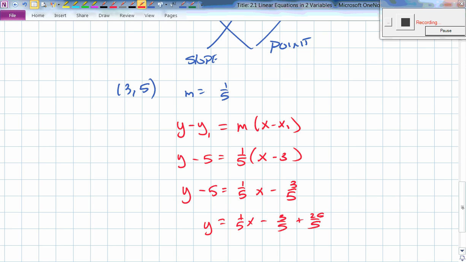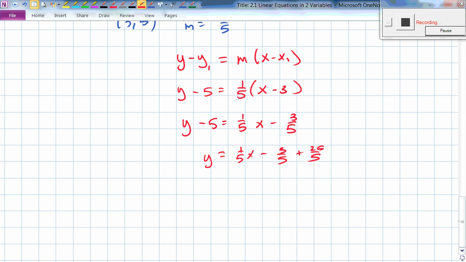Wait, where'd that come from? You change it to a fraction. Yep. So I get 1/5 x, and then I'm getting, what would that be? How much? 22/5? 22/5. Okay, good. So let's put that back over here.